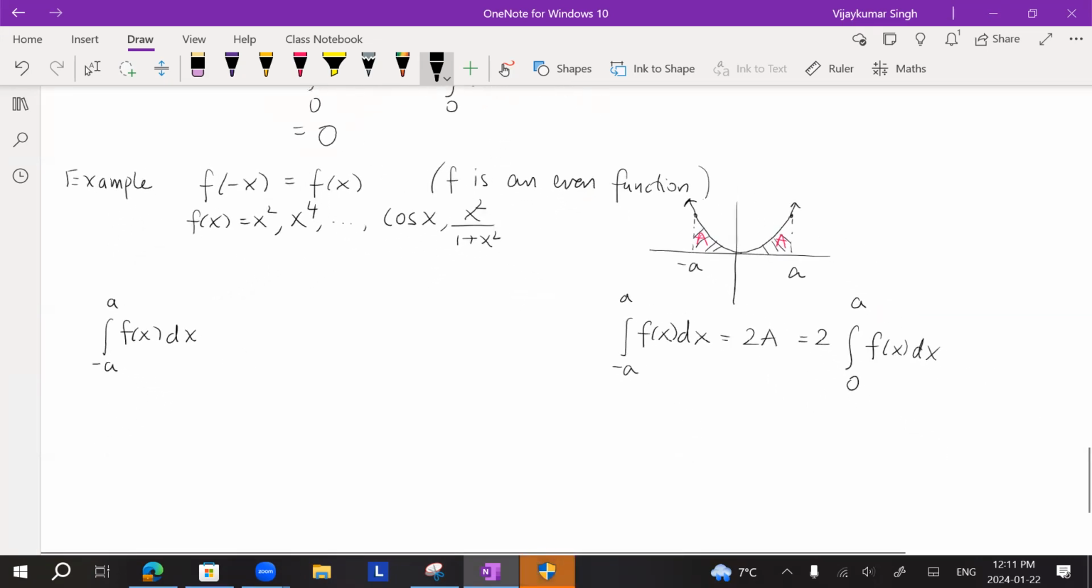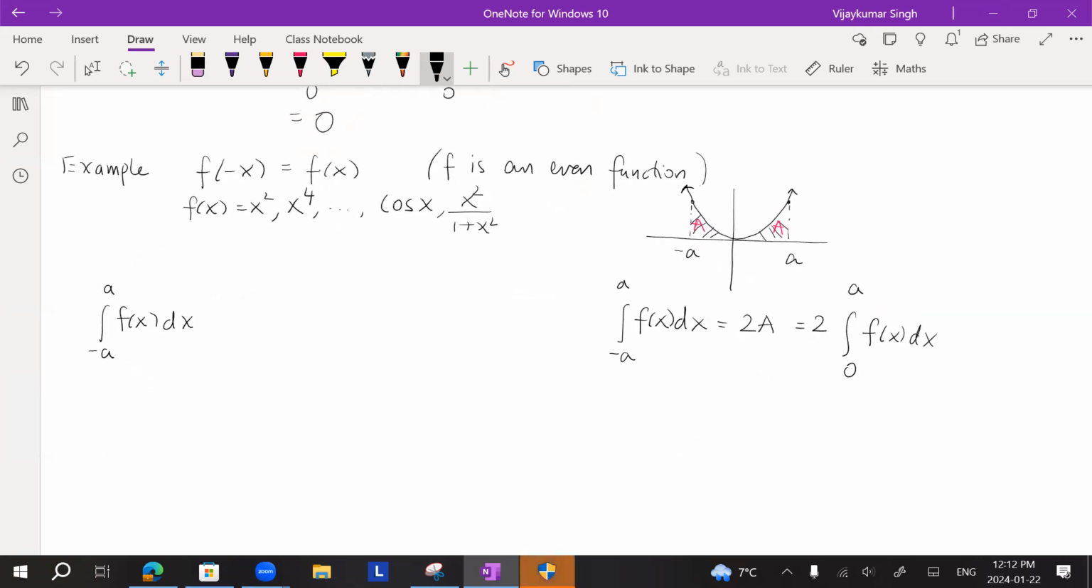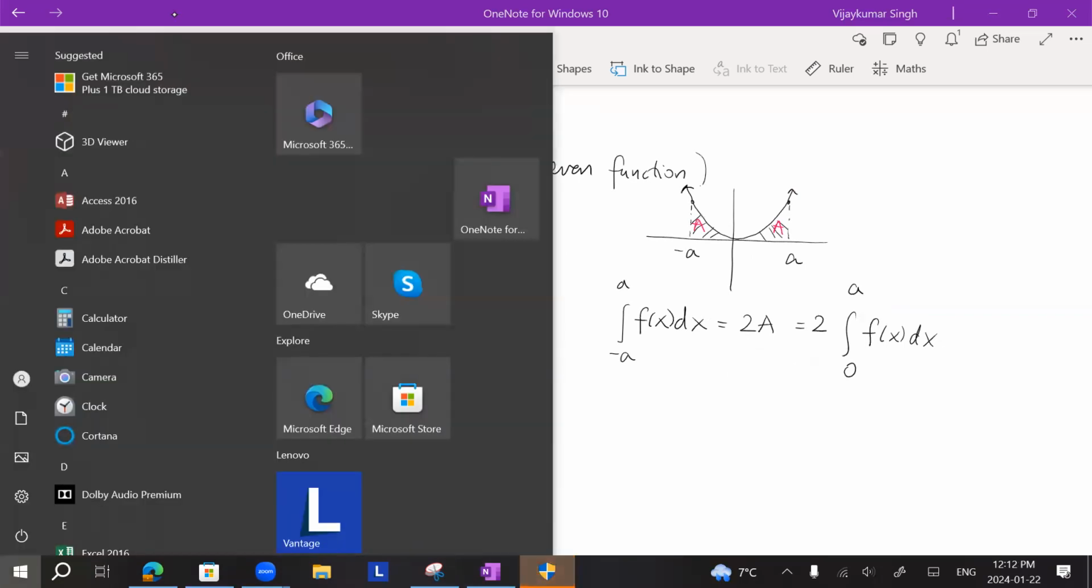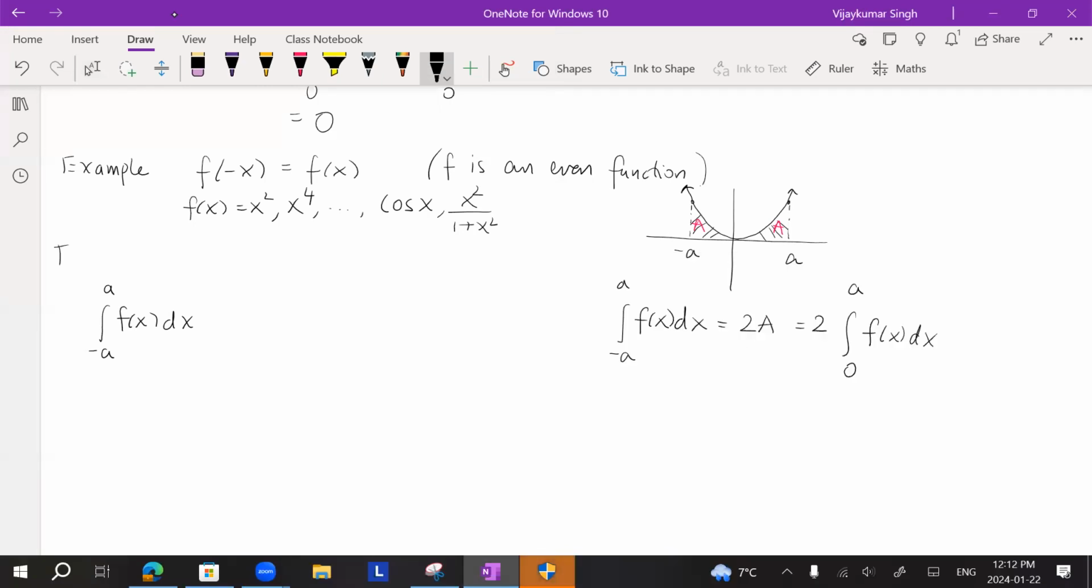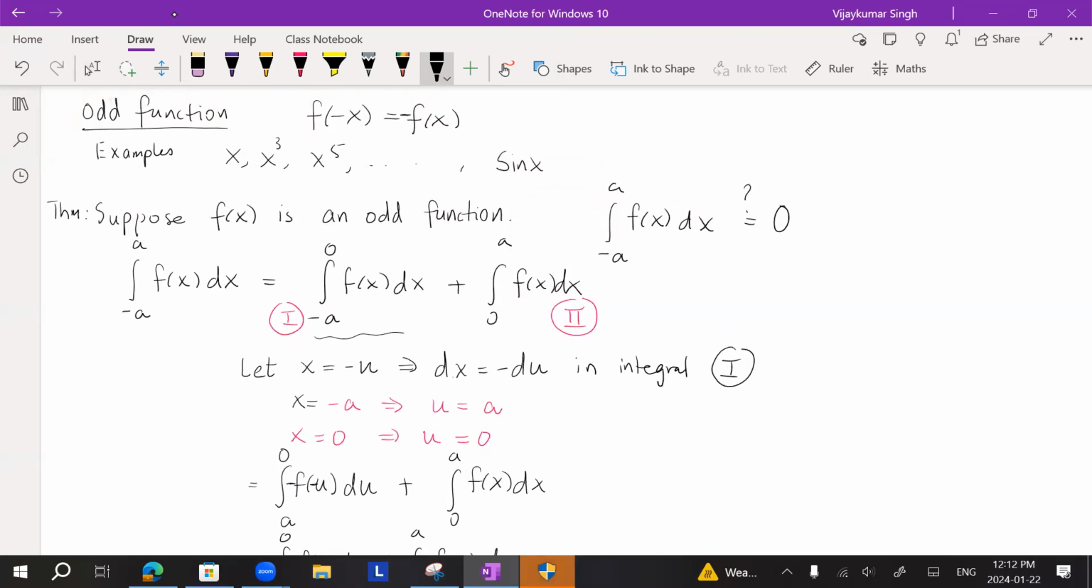We can show this quickly. I'm just going to outline the proof here. I want to state the following theorem or result. If f is an even function, then the integral from minus a to a of f of x dx is twice the integral from 0 to a of f of x dx. The proof idea is precisely similar: substituting x equals minus u and working it out.